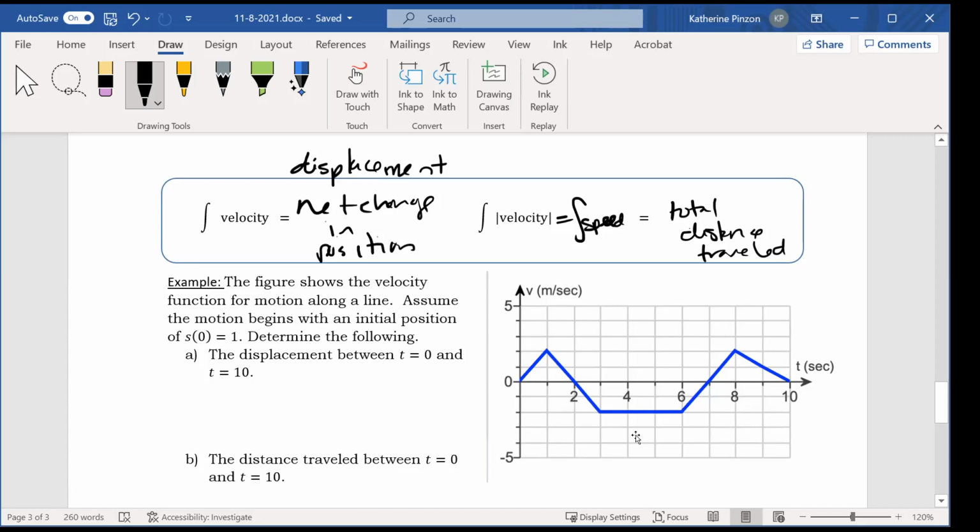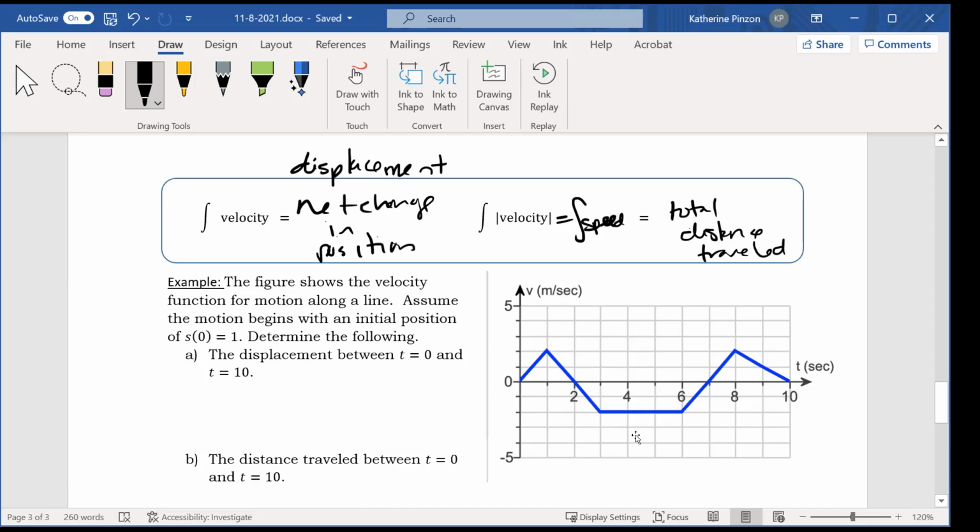When the graph is positive? Yes, when the graph of this velocity function is above the x-axis. So this particle is moving forward on what intervals? 0 to 2 and 7 to 10. Yes?